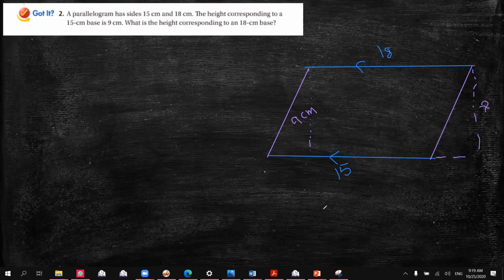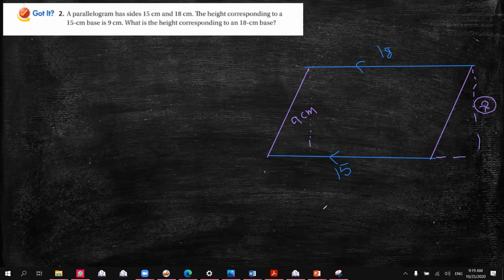So here in this parallelogram, we have two sides, 15 and 18. For the 15, the perpendicular on it is 9. And for the 18, the altitude that is perpendicular to it, we name it with X. I want you now to find this X. It has the same idea as the previous one. That means I have only one parallelogram.